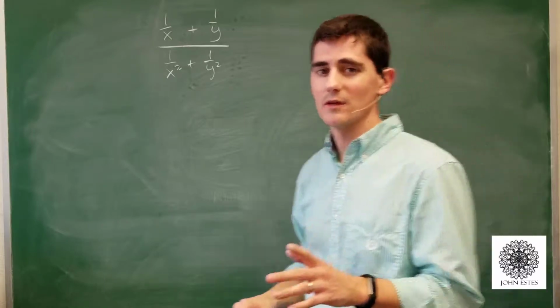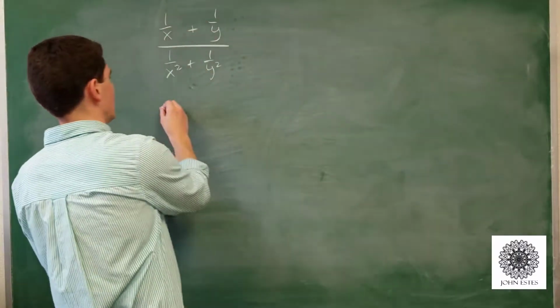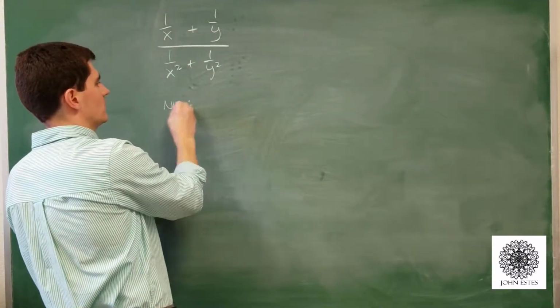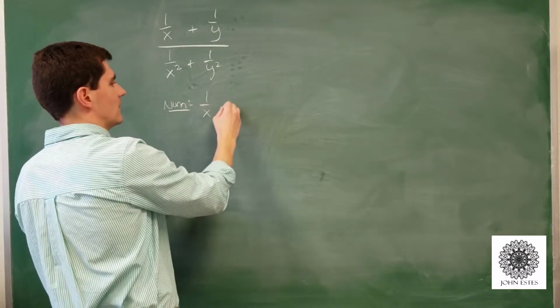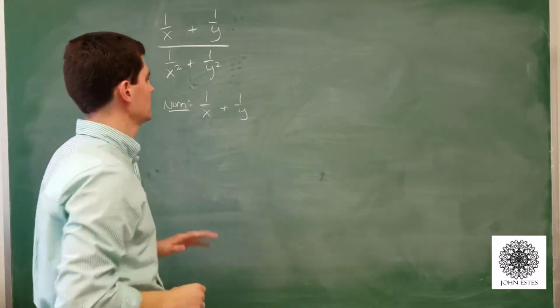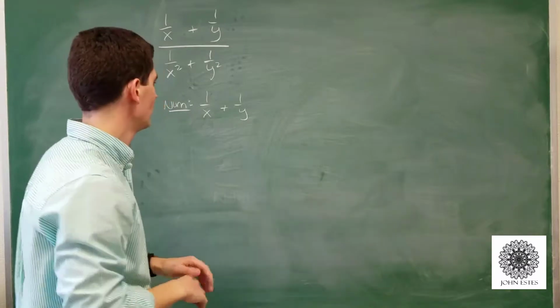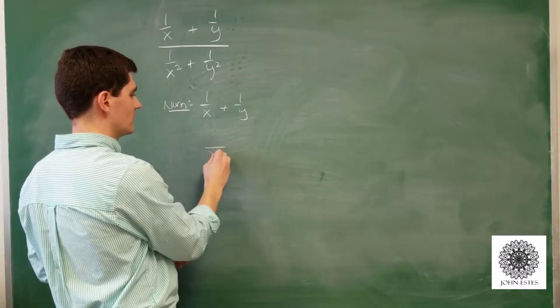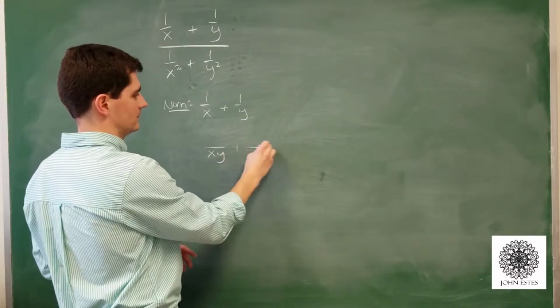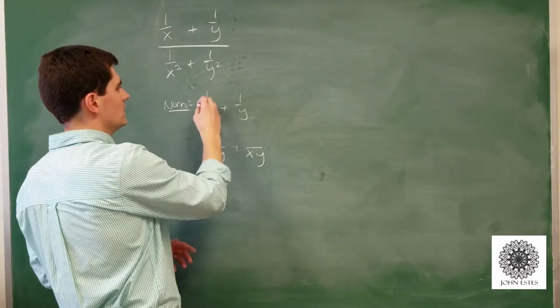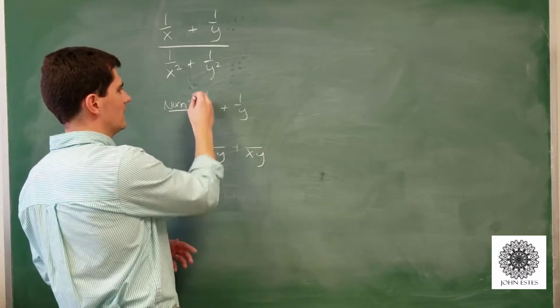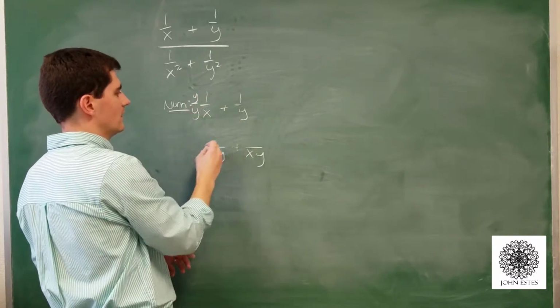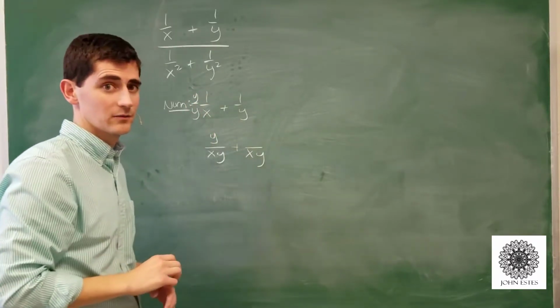Okay, so first I'm going to look at the numerator, and let me bring it down by itself just for simplicity. So I have 1 over x plus 1 over y. I want to get a common denominator, bring these together. We can see my common denominator is going to be xy. So in my first term, I need to multiply y over y. So I end up with y over xy.